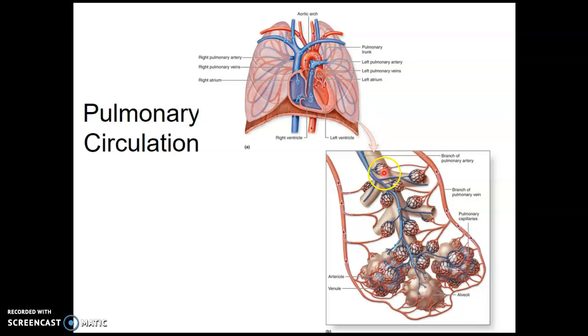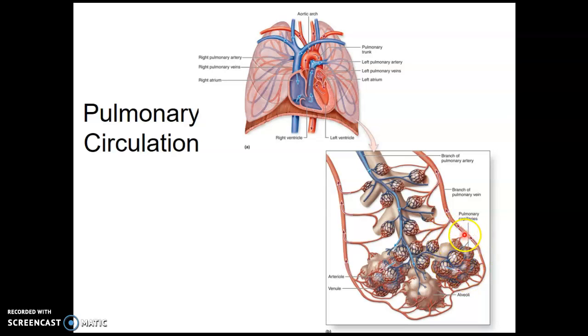Now, when we get down to pulmonary circulation, the pulmonary arteries are going to branch out into capillaries, right, into the pulmonary capillaries. Those pulmonary capillaries are going to wrap around the alveoli, where we're going to have very close contact with the alveoli. Remember, the alveoli is a single cell layer. The capillaries are single cell layer. We're going to have a nice amount of diffusion right there.